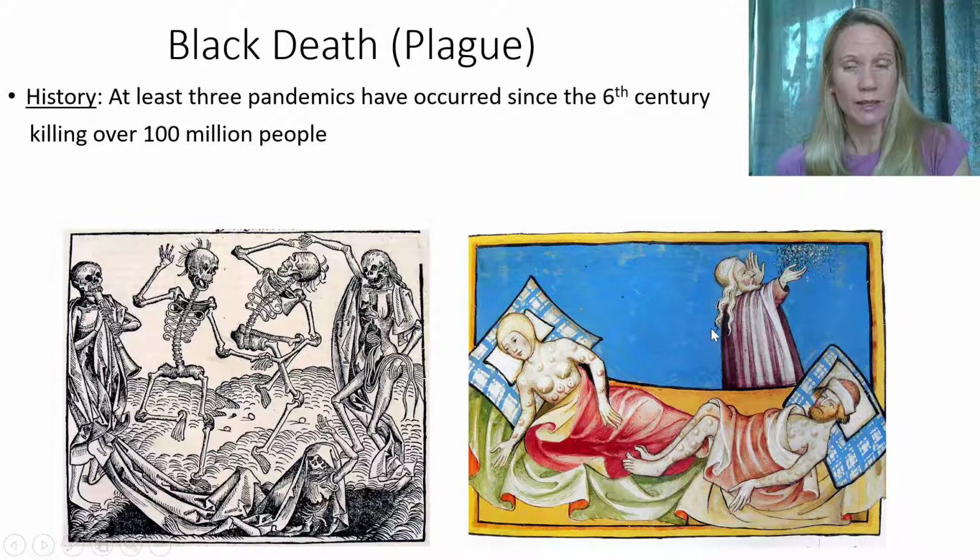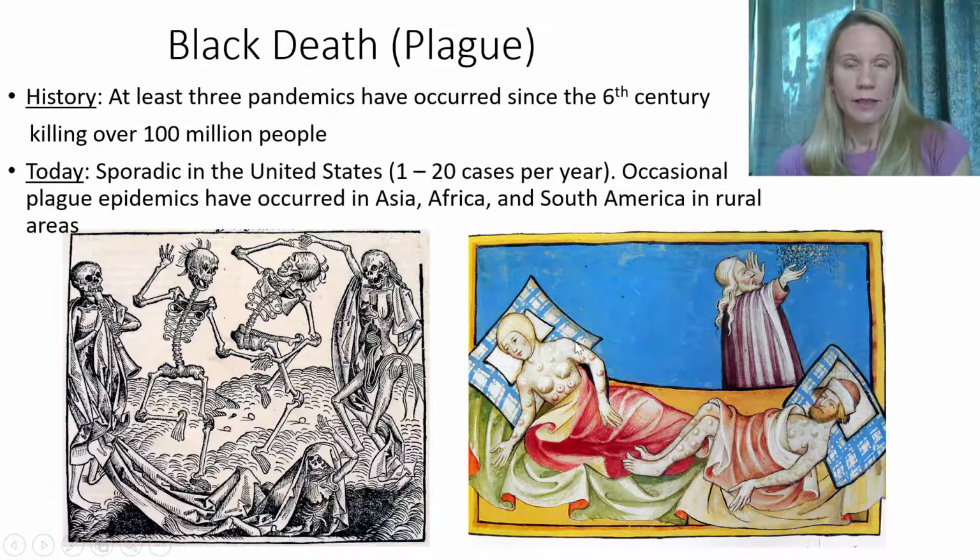the transmission mechanism was. There was a very characteristic sign of the infection, though: these raised bumps all over the skin. It was actually swelling of the lymph nodes. Today, plague is classified as sporadic in the United States. Occasional epidemics occur in parts of the world. The reservoirs are still around.